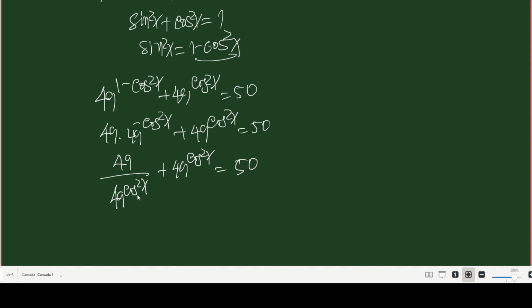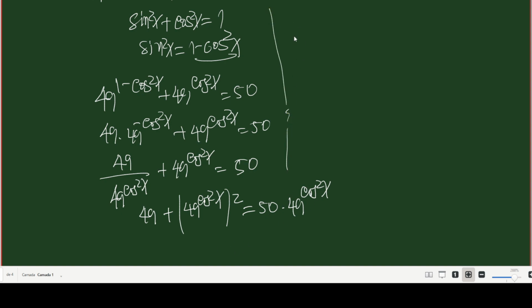We're gonna get rid of this. So we're gonna have here 49 plus 49 to the power cos square of x, which is the same thing as this, so this would be times 2, which is gonna be 49 to the power cos square of x, squared, and then this one would be equal to 50 times 49 to the power cos square of x. Okay guys, now let's bring this one to the left side of the equation, right?